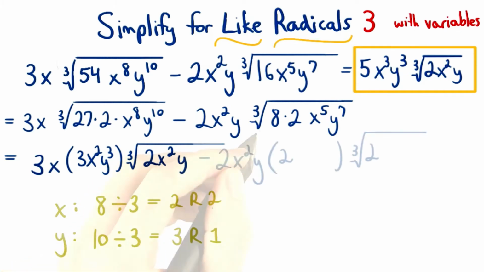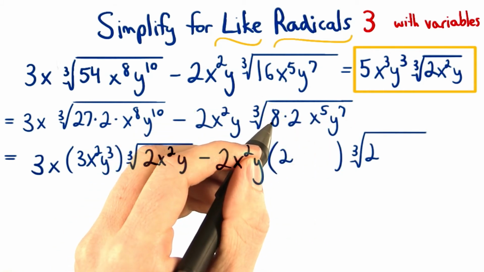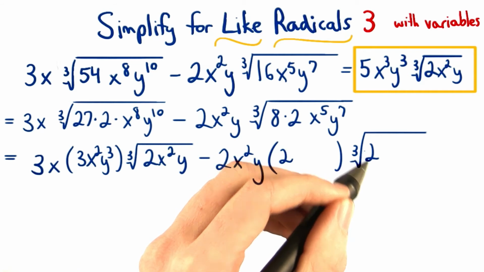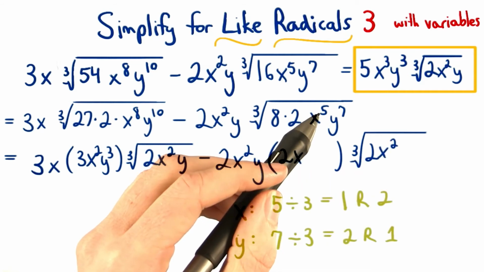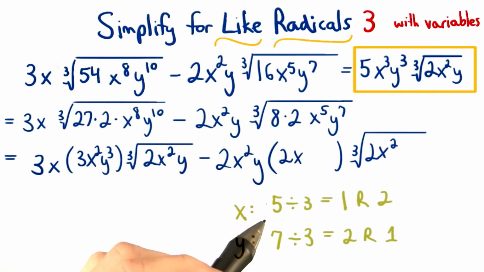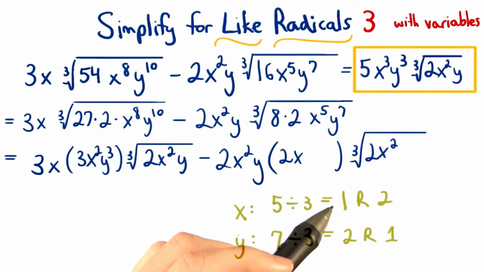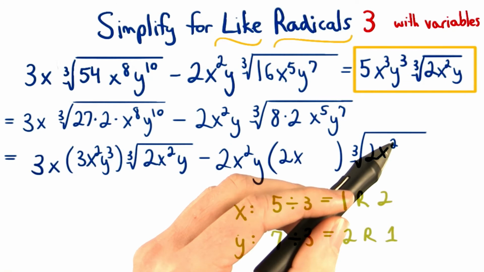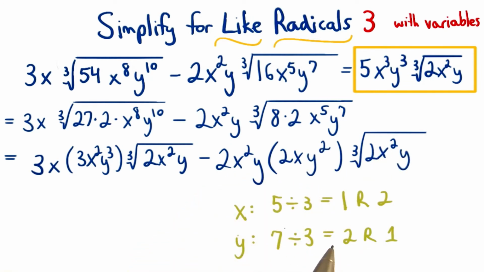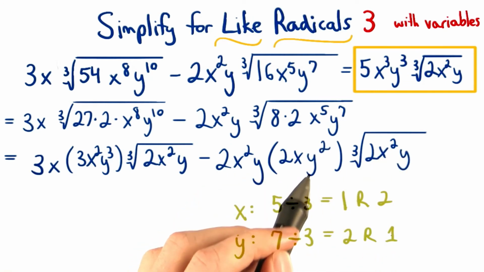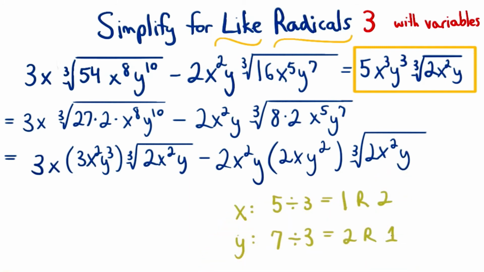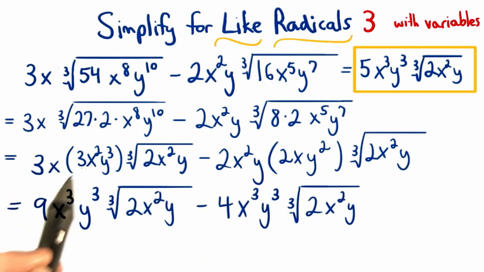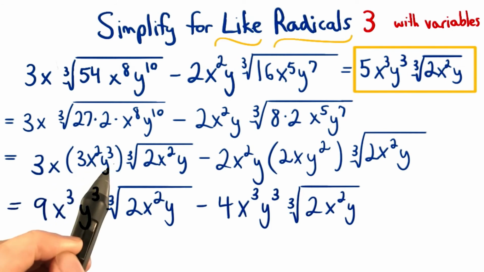For the second radical, we want to take the cube root of 8, which equals 2. This 2 just stays inside the radical. For the variable x, we'll use power divided by root. This gives us 1 remainder 2. So we'll have 1x outside of our radical and x squared inside of our radical. For y, we'll have 2 remainder 1, so y squared on the outside and y to the 1 on the inside. We multiply these numbers together to get 9x cubed y cubed.